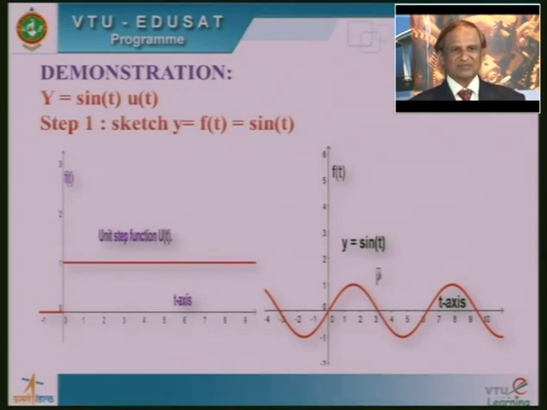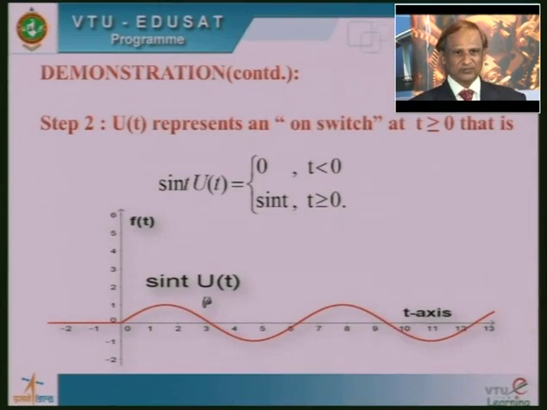Suppose I demonstrate y is equal to sin t into u of t. They have given sin t into u of t. Or they may ask us to sketch y is equal to f of t is equal to sin t. I hope you are observing the sine curve, the red color curve, and the unit step function. I am going to multiply these two curves. Then what is the resultant curve? I hope you cannot see the left hand side curve. How are you going to write it down mathematically?